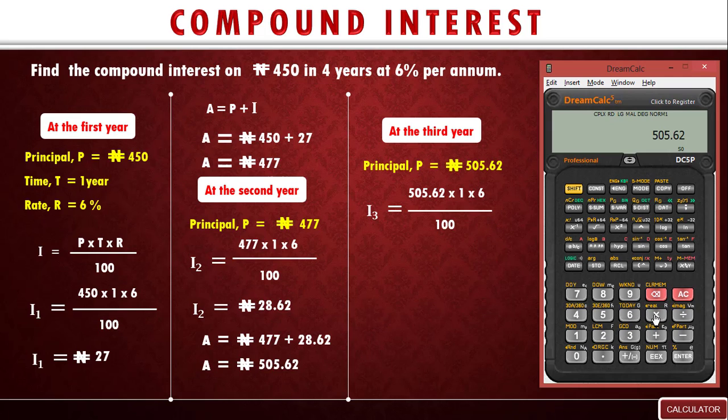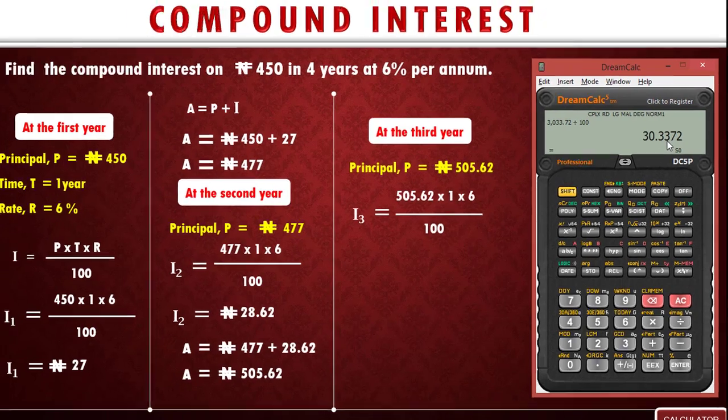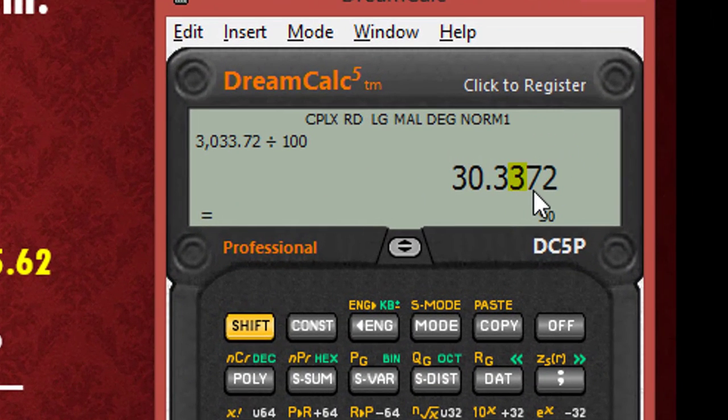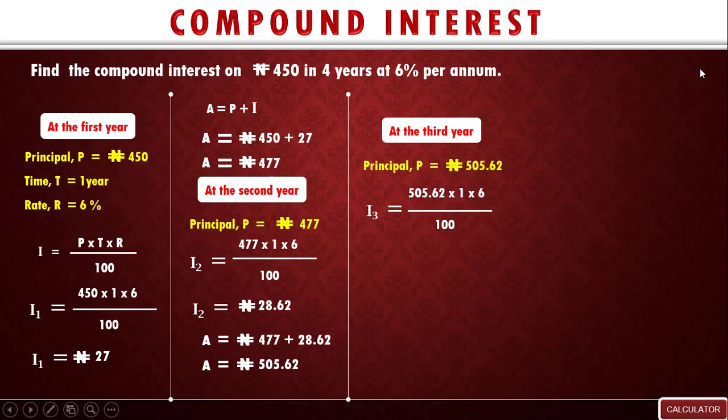505.62 multiplied by 6 equals to, enter. Then let's divide it by 100. Enter, equals to, so we have 30.3. So let's approximate it to 2 decimal places. So we're approximating to this 3 here. If you approximate 7, 7 will give 1. 1 plus 3, that's 4. So we have 30.34. So our I3 is 30.34 naira.